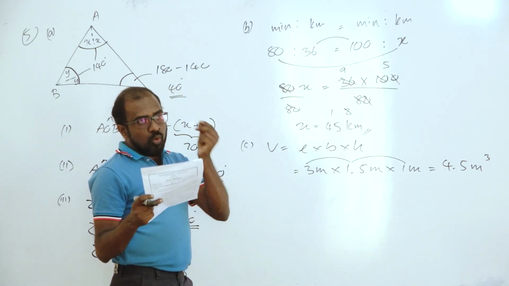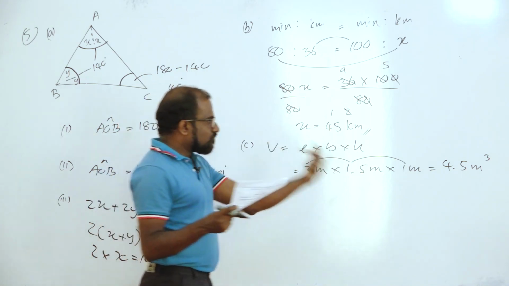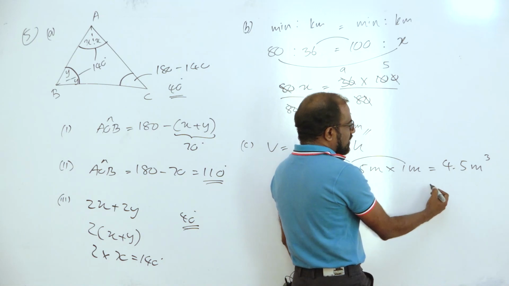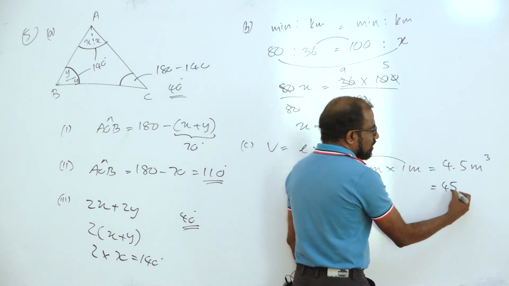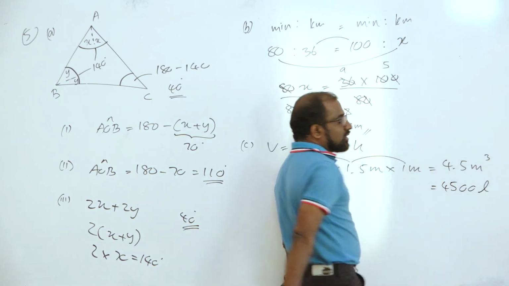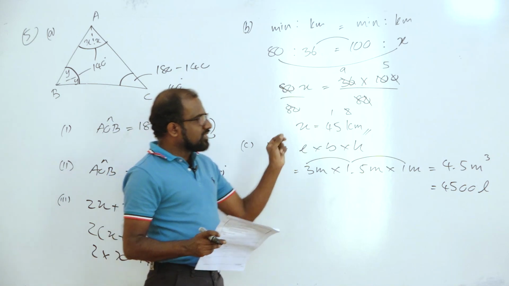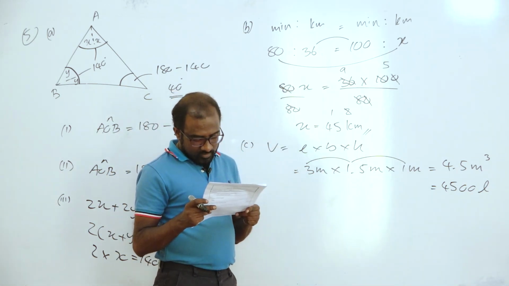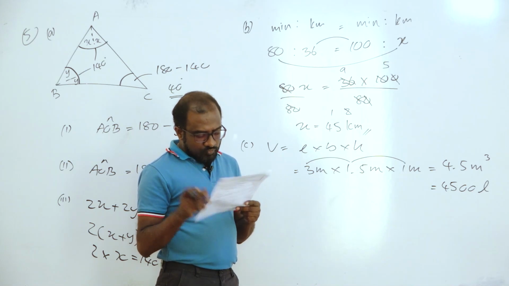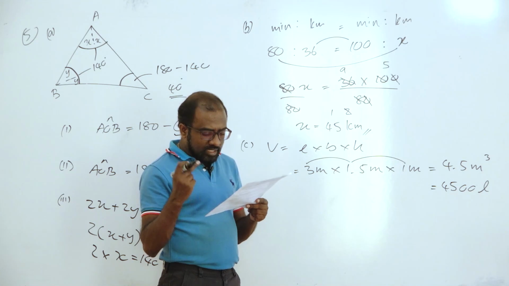Then we know 1 cubic meter is 1000 liters. So 4.5 cubic meters multiplied by 1000 is 4500 liters. The volume of water in this tank is 4500 liters. Then it is filled using a tap that pumps 20 liters per minute.